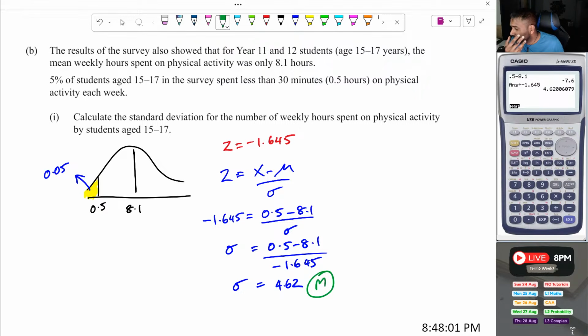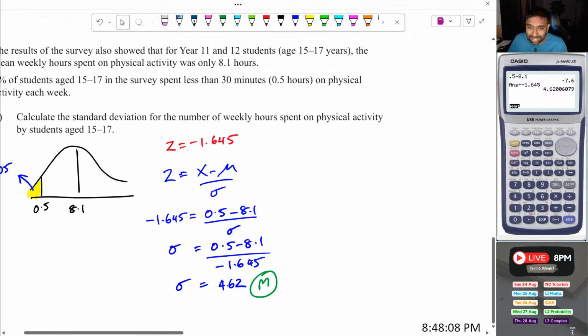I'm assuming we're good. I reckon we can move on. Yes? No worries, Sniper. We're just doing the last question and then we're going to be done.